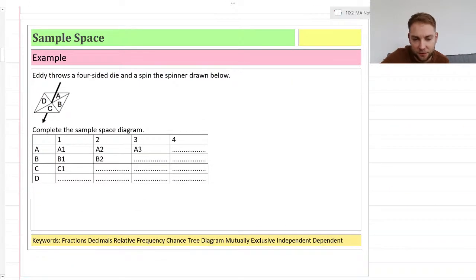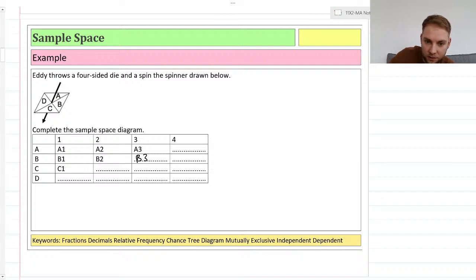Alright, this one's a little bit different because this time instead of having 1, 2, 3, 4 and adding them, it's just asking you to list all of the outcomes. Now, I've already done some of them for you. Now, if we're going to finish this one off, this one here is going to be B and then 3.